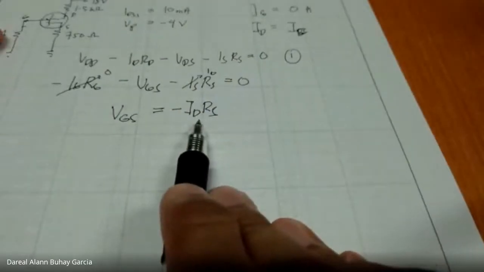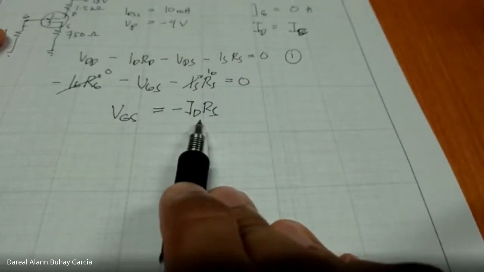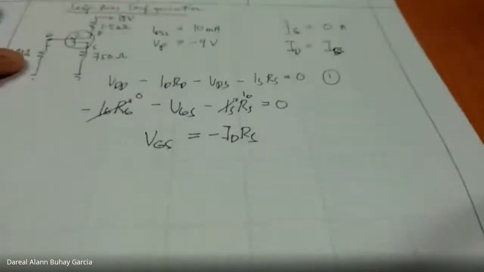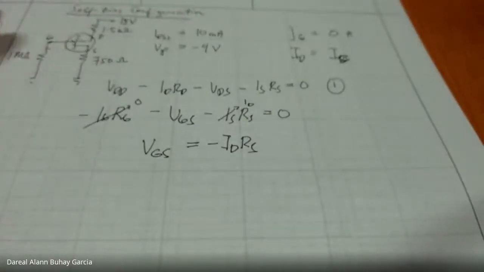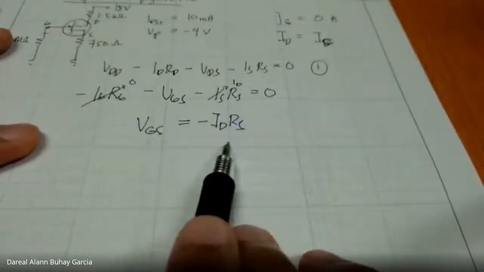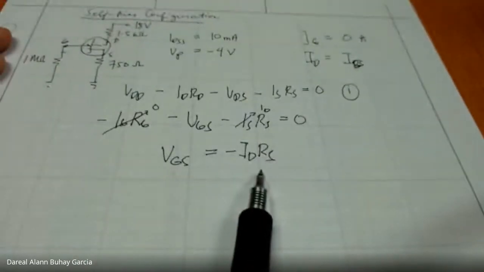Gamiton ni sa atong Shockley equation. Shockley equation could be applied to JFETs and MESFETs. So kay JFET man, basta amplifier circuit, JFET ato atong gamiton. We will not be using MOSFETs for amplifier circuits. The same gihapon, dili ta magamit og JFET sa switching circuits, but instead MOSFETs atong gamiton. And that will be the discussion for another day. So VGS is negative IDRS based from the KVL equation sa input na side.